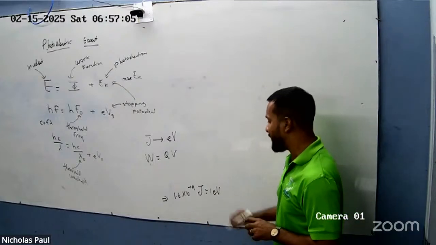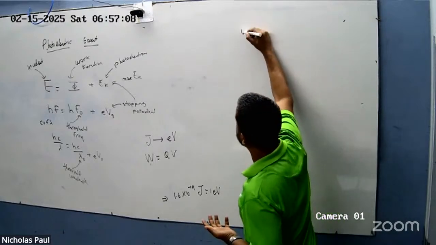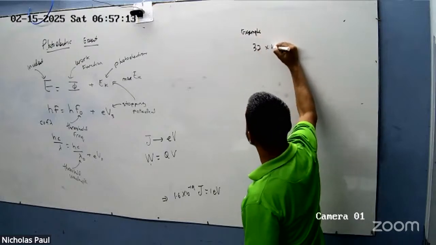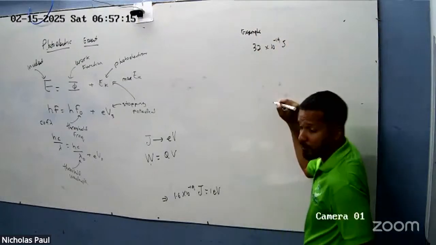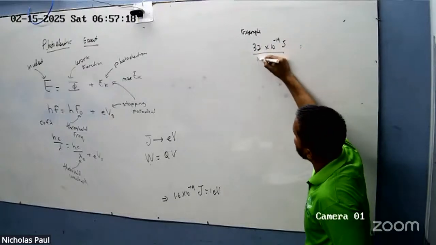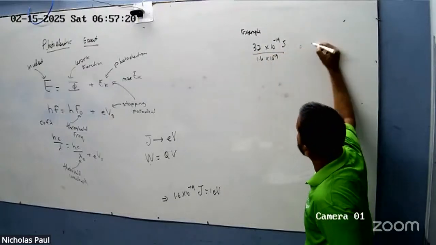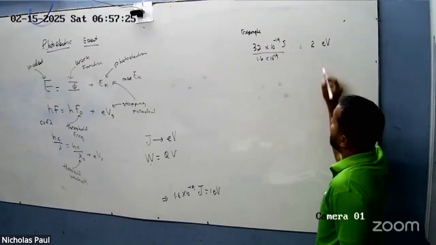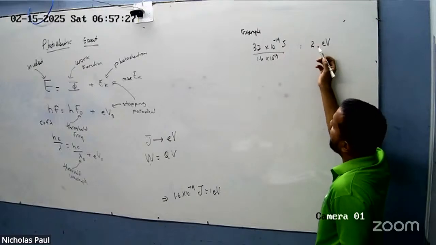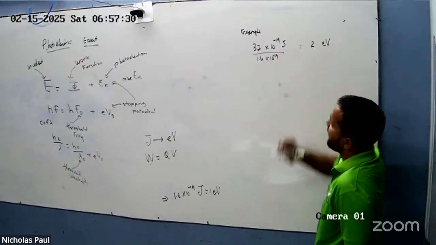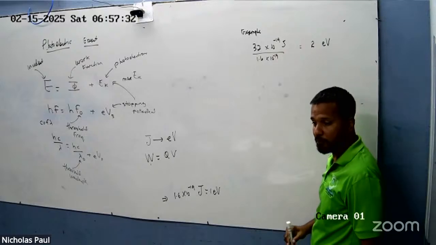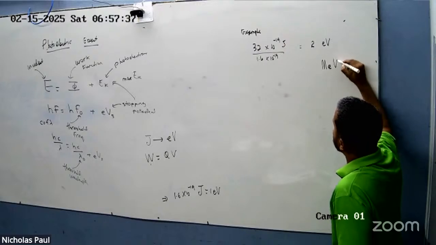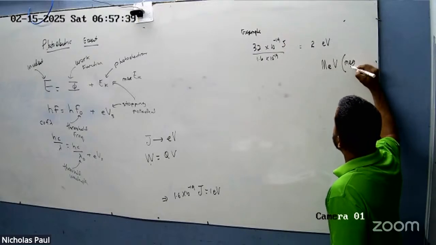For example, if you see something like 3.2 by 10 to the minus 19 joules, just divide by 1.6 by 10 to the minus 19, and you'll get 2 electron volts. The other way around also works: if I give you 2 electron volts, multiply, and you get the value in joules. As I said, sometimes you might see mega electron volts.